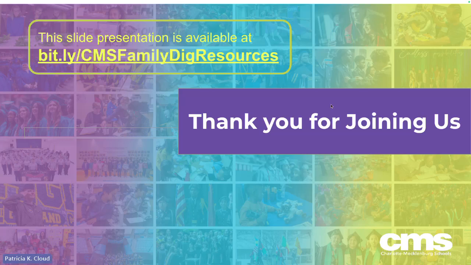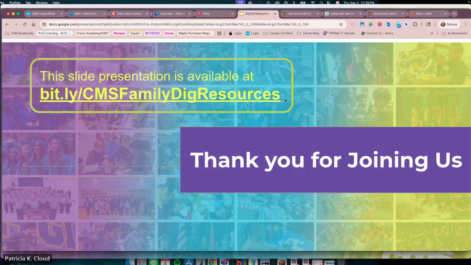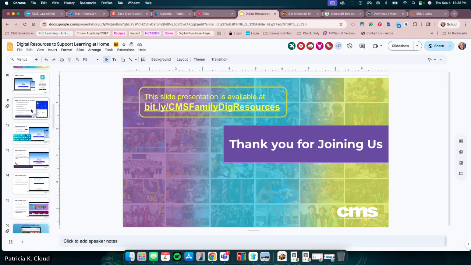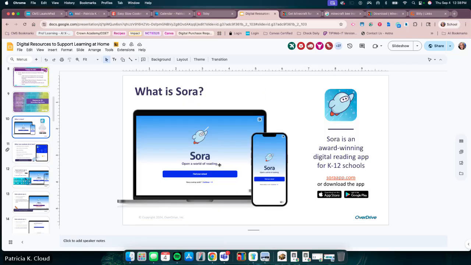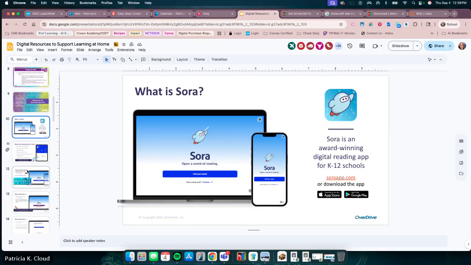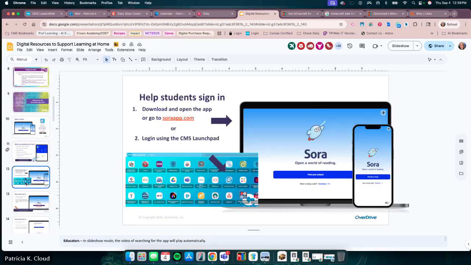Okay, so yeah, there are two ways that kids can get into Sora. At school, they go in through their Launchpad. They can also go in through the Launchpad at home. But if they're at home and they don't know how to pull the Launchpad up, or they're on your phone, they can pull it up at soraapp.com. And since most of them have already been logged in at school, it's just going to go right to their shelf, right to their page.